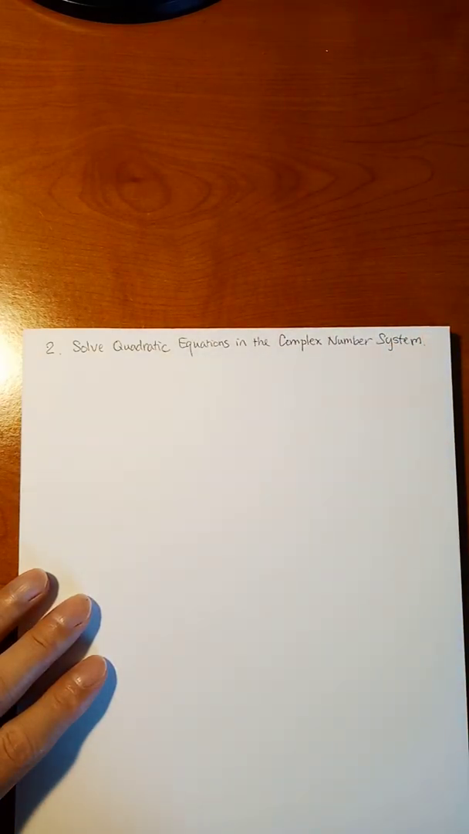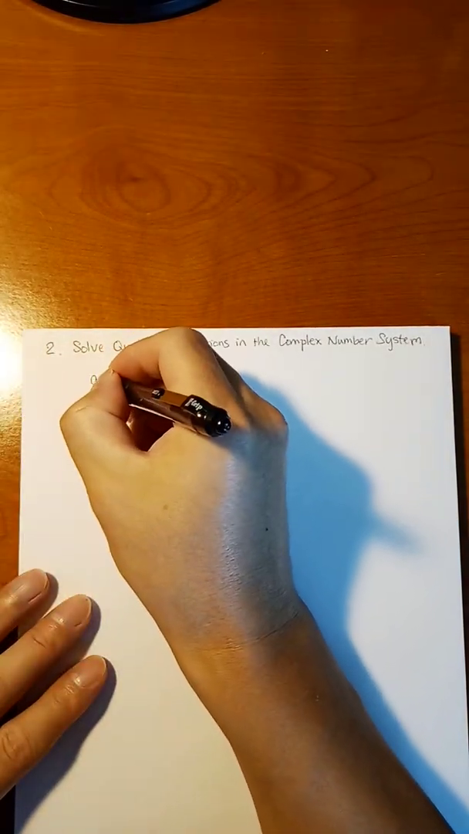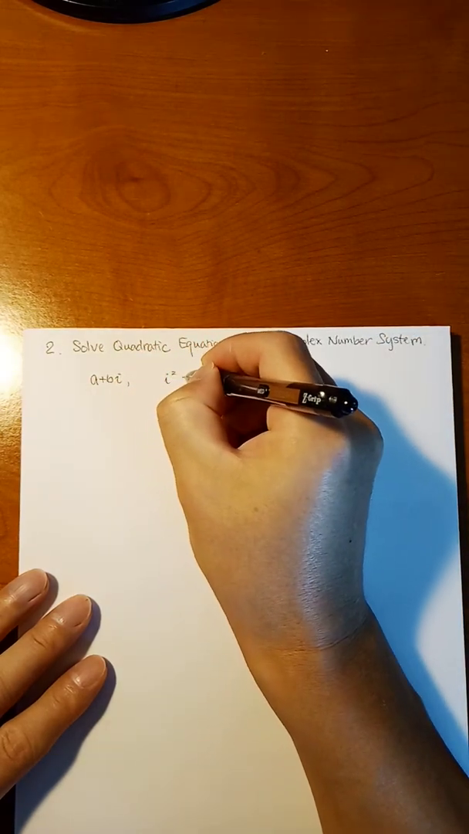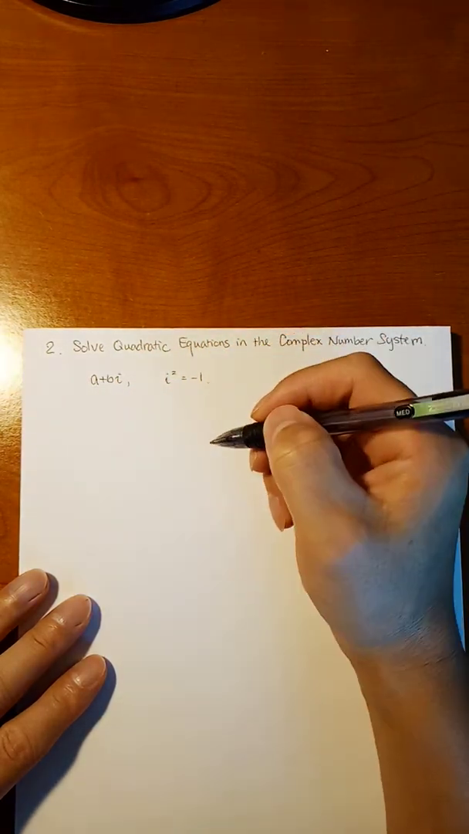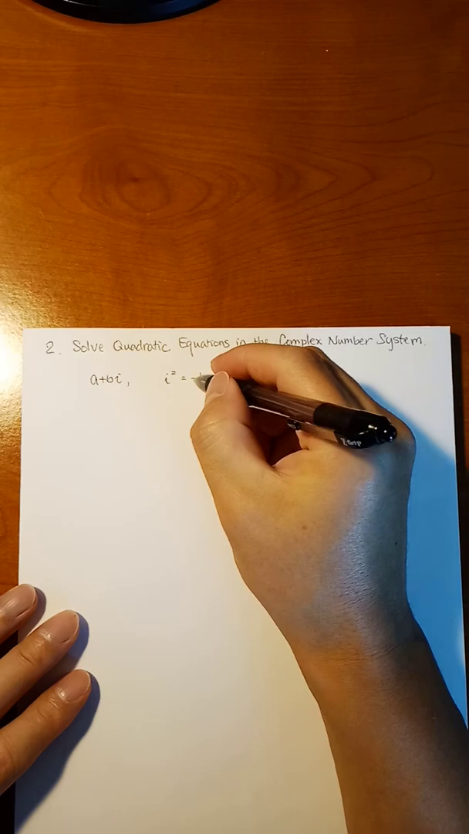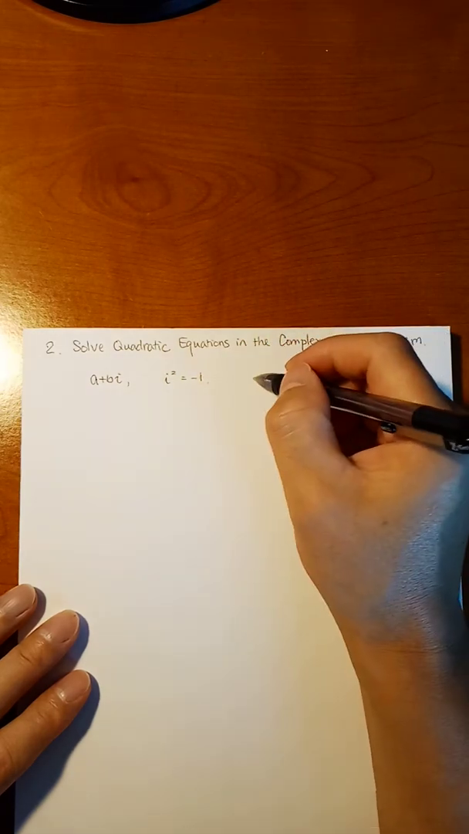So far we have the complex number. What is a complex number? A plus bi. What is i? i squared is equal to -1. But what happens if we change this -1 to be other negative numbers? Right? So we want to extend.